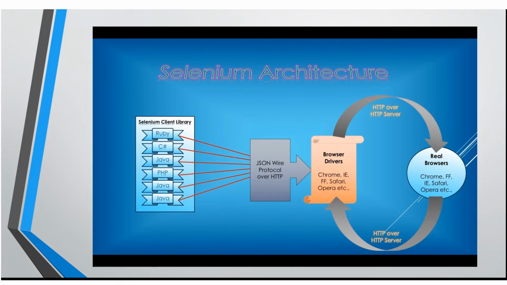What is the purpose of that server? It reads that HTTP request and performs that action. After that, it returns the HTTP response. After receiving that HTTP response, this communicates to the JSON Wire Protocol. Then the client library receives the response from the JSON Wire Protocol. So this is the basic architecture of Selenium.